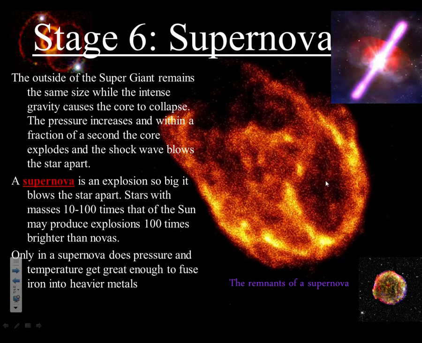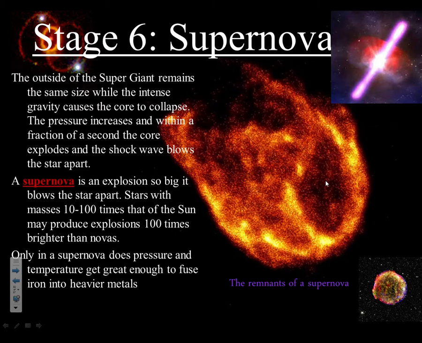Eventually, it's going to run out of the fuel it's fusing. When it does, the outside of the supergiant is going to remain the same size, but the intense gravity causes the core to collapse. The center collapses. The pressure increases, and within a fraction of a second, the core is going to explode, and the shock wave blows the star apart. That's called the supernova. So the supernova is that huge explosion of the star. The supernova is incredibly bright, over 100 times brighter than a nova.